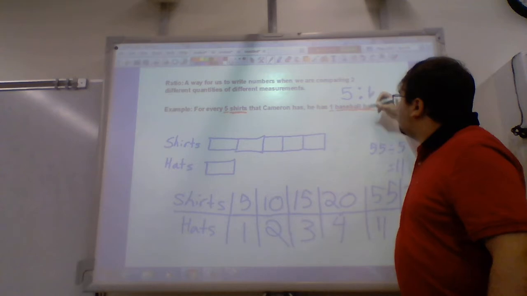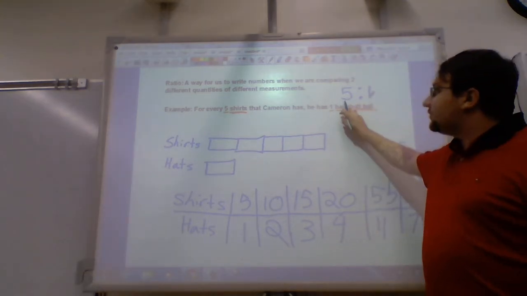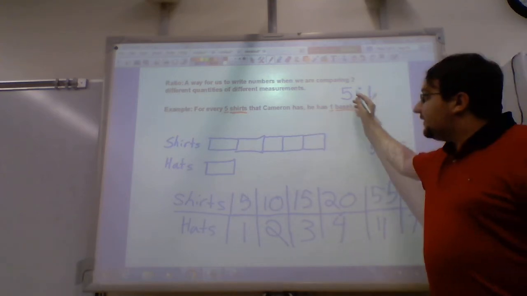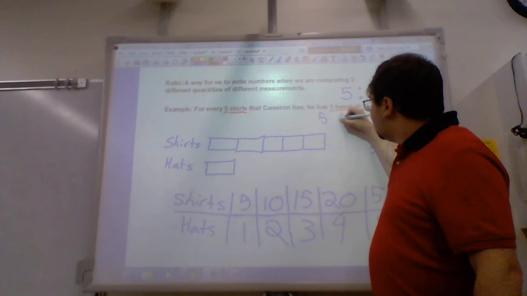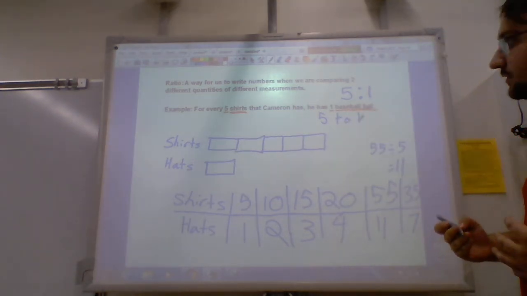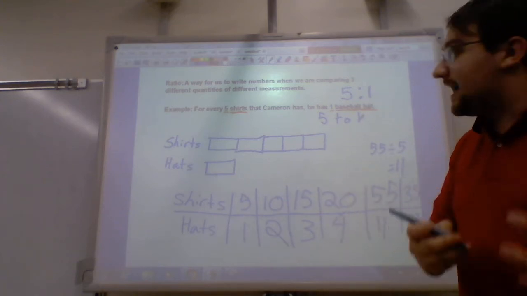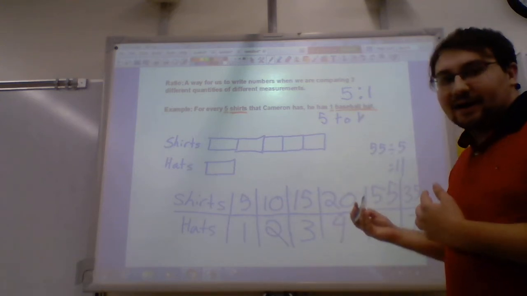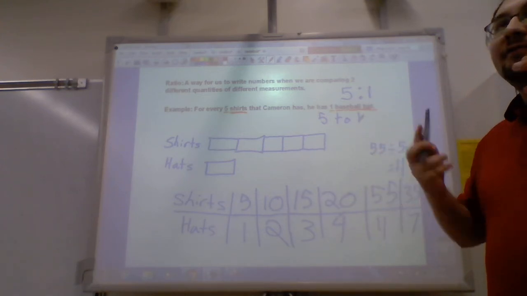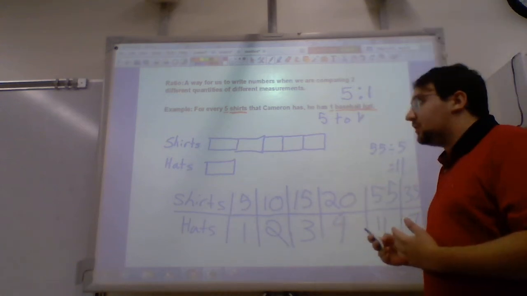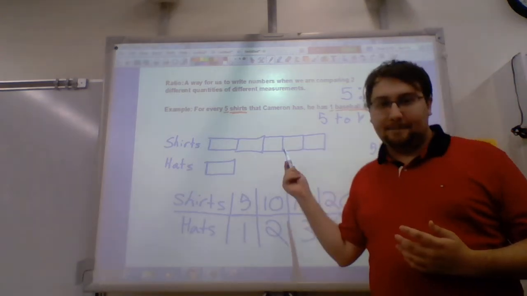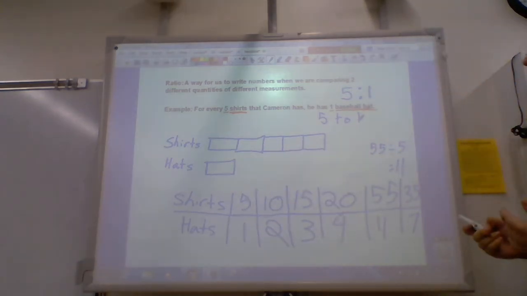So it's the first number, a colon, and then our second number. We read this as 5 to 1. That's a 5 to 1 ratio. For every 5 shirts he has 1 baseball hat. The shirts to baseball hats are in a 5 to 1 ratio because it's 5 shirts to every 1 baseball hat. So that's how we write our ratios.